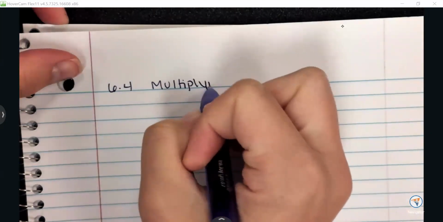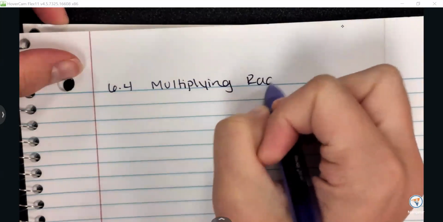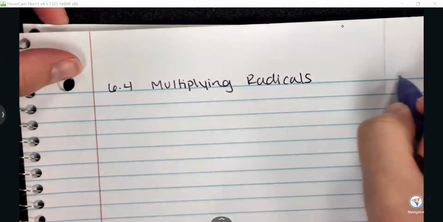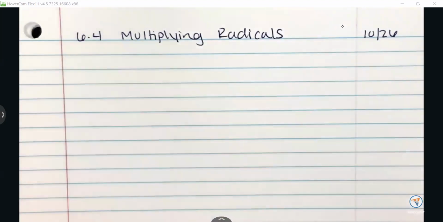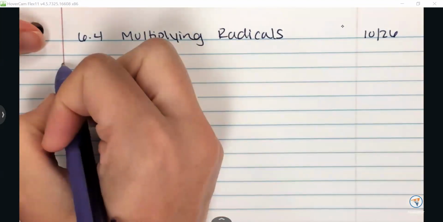All right, today is still 6.4. We are multiplying radicals. When you're multiplying radicals, there are two very strict rules you have to abide by.